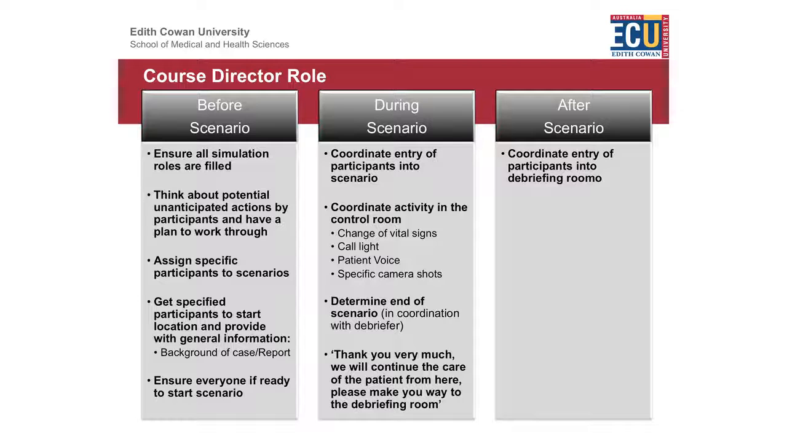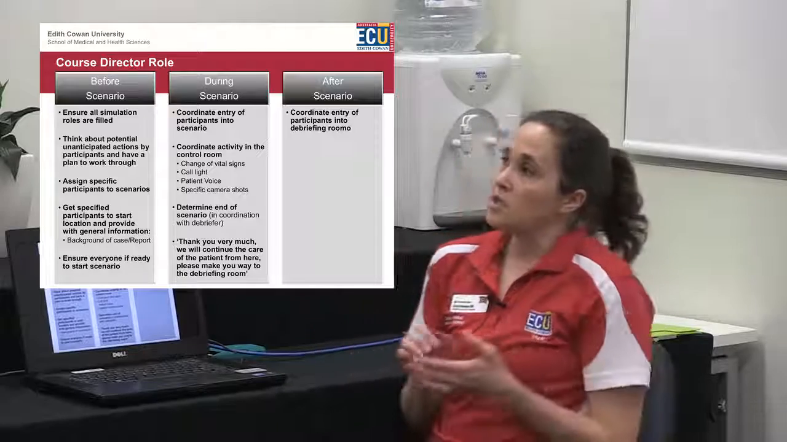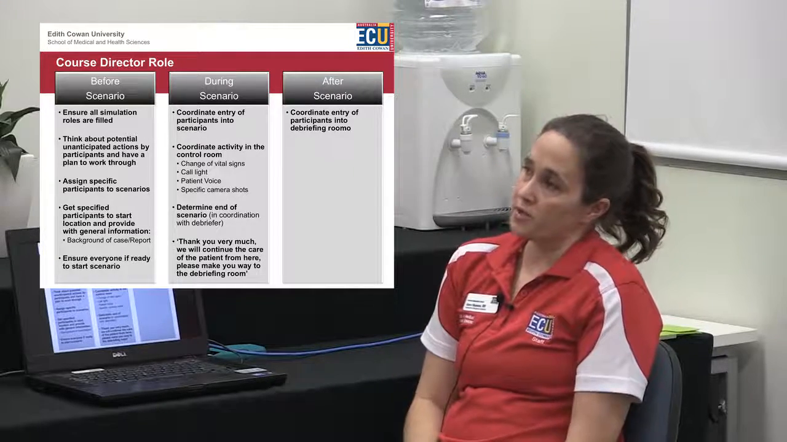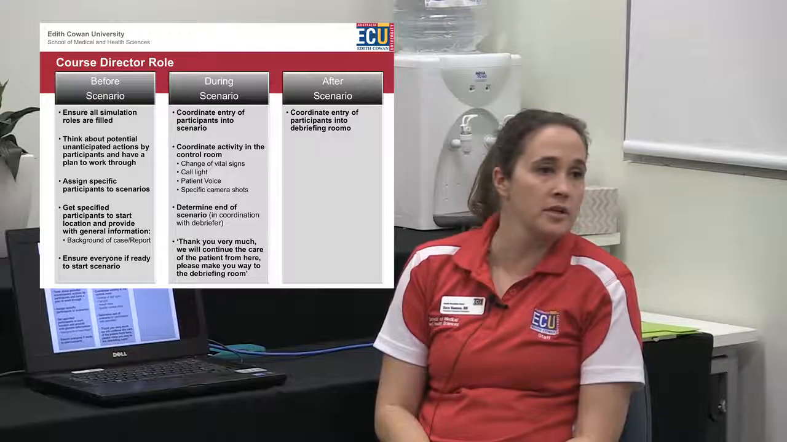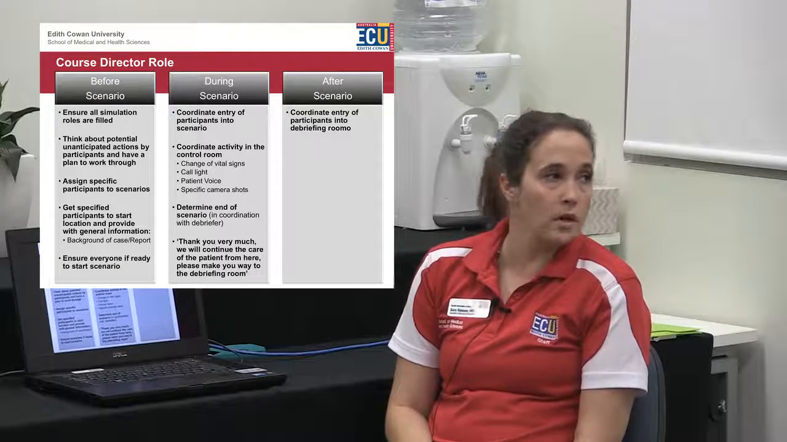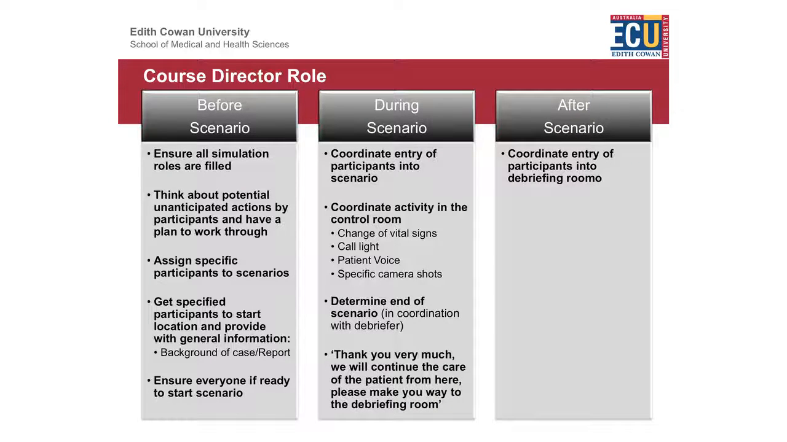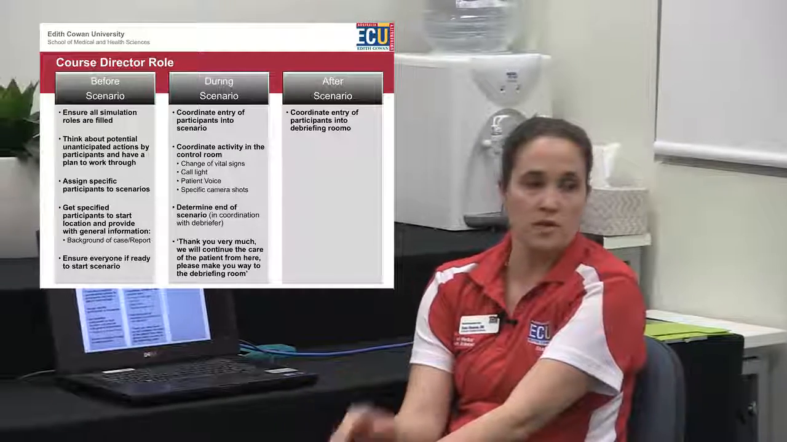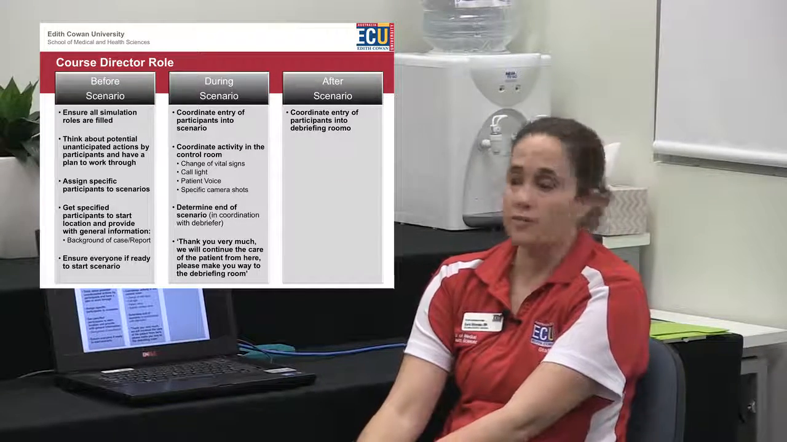So this person is basically coordinating all the faculty and some of the participants as well. So what we've done is we've put before scenario, during scenario, and after scenario columns and what each task is for this role underneath each one. So before the scenario, the course director should ensure all the simulation roles are filled. So that includes the participants as well as any Confederates, who's running the console, who's going to be answering the phones, all of the roles to make sure that we've recreated reality are filled.